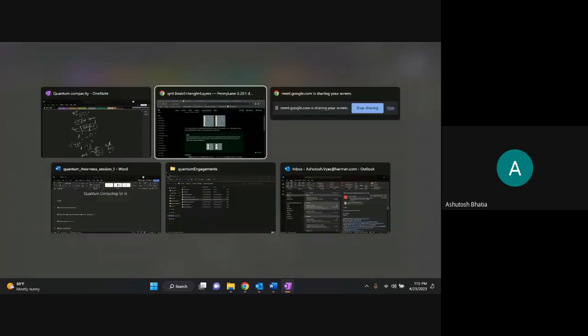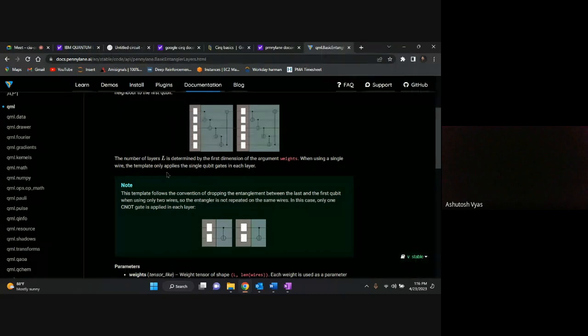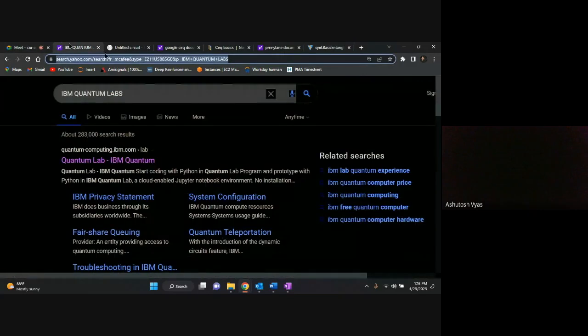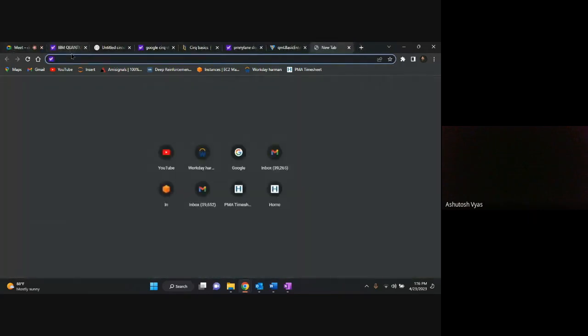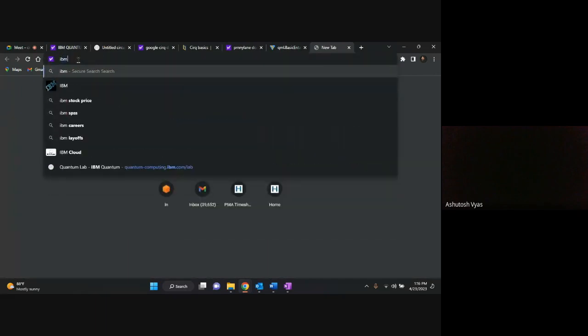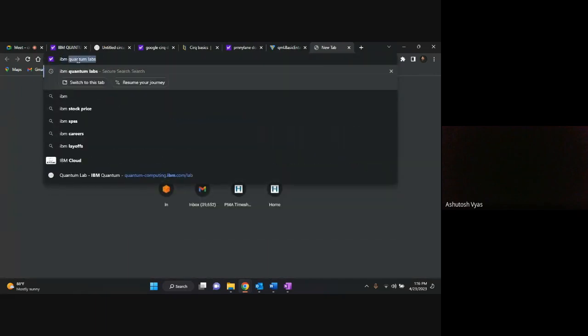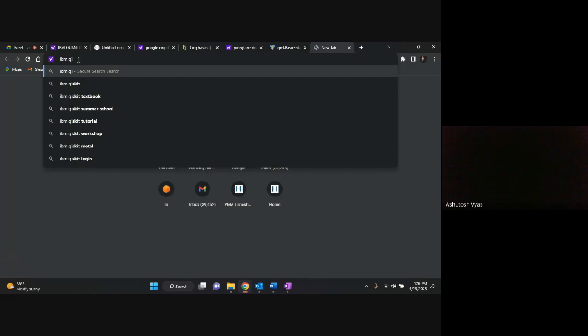Okay, so this is another SDK which you can see. IBM I have already mentioned. IBM provides a Python-based mechanism also, I think Qiskit has a wrapper in Python.